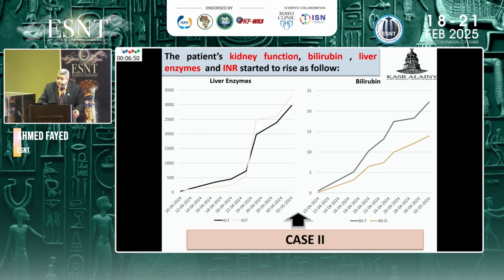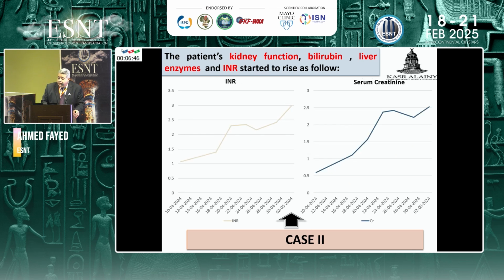This is the graph first for the liver function, ALT and AST, second the graph for the bilirubin, and this is the graph for the INR and the creatinine reaching 2.5.